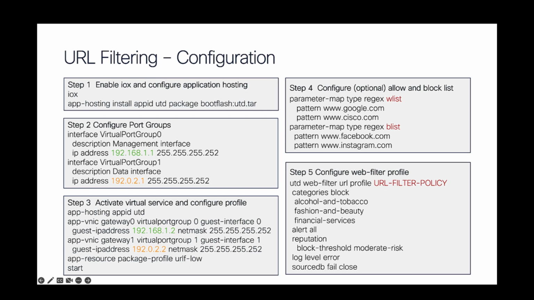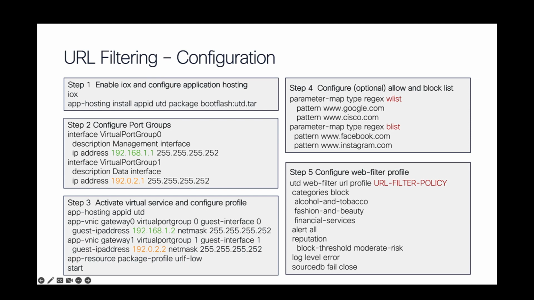And then for step 2, after we have installed our UTD engine package, we go ahead and configure our virtual port groups. Virtual port groups are used so that the router's data plane can punt packets to the container. It's pretty much a communication link between the container and the router itself. After we configure our port groups, we're going to have 2 port groups.